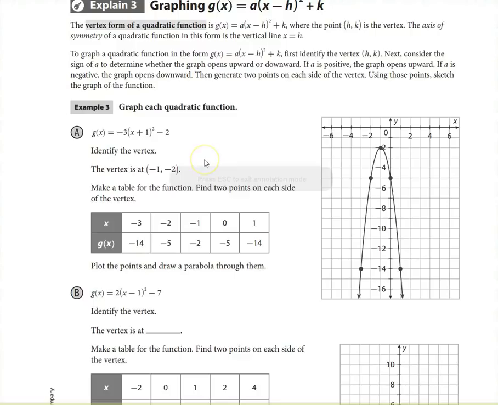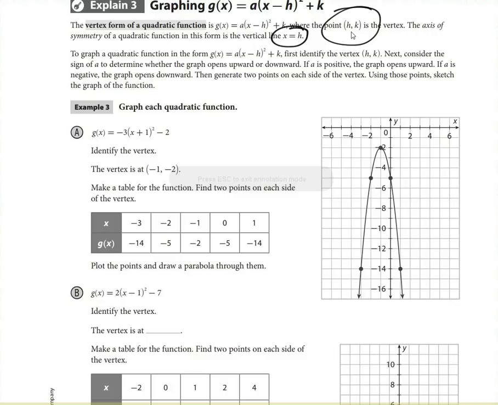Alright, so when we put these different translations together, then we can graph something in the form of a times x minus h squared plus k. That is what we know to be the vertex form of a quadratic function. The vertex, and this is important, is located at (h, k). The axis of symmetry is x equals h. And so we can use this information to graph basically any quadratic function that is in vertex form.